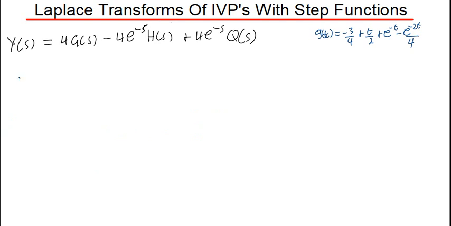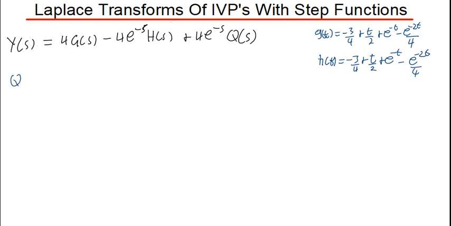So I have my h of s. My h of s is also equal to my g of s. So it simply means your h of s is equal to your g of s. So meaning your h of t is also equal to minus 3 over 4 plus t over 2 plus e to the minus t minus e to the minus 2t divided by 4, like that. That's what we have. So what is remaining is to find our q of t.